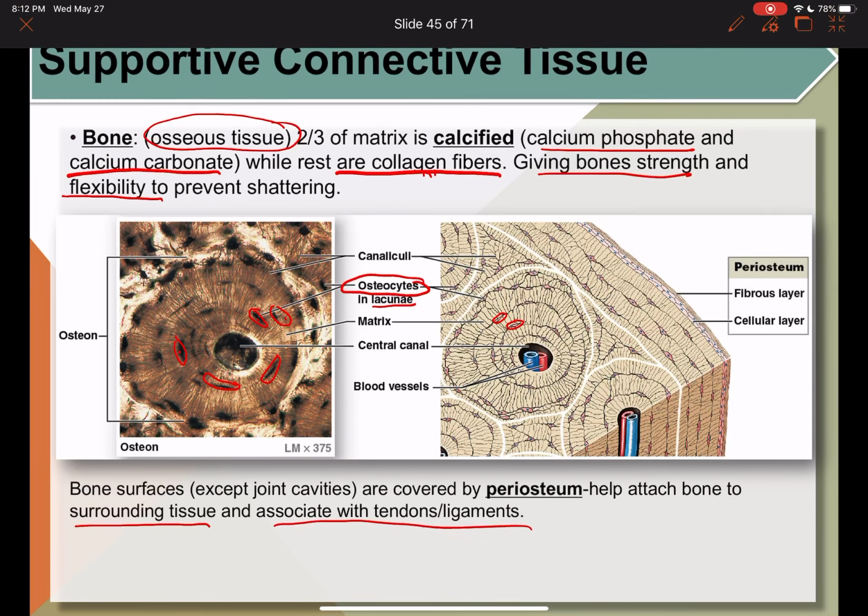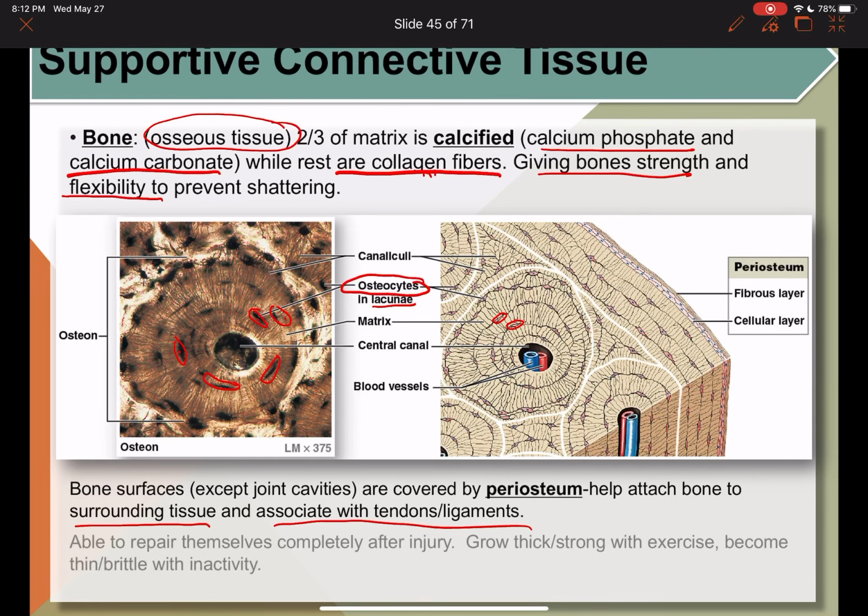Now, contrary to cartilage tissue, bones can repair themselves completely after injury because there are blood vessels. You see right here in the central canal, those are blood vessels, vein and artery. Because they have blood supply, they will heal after an injury. I will talk about fractures and the healing process of fractures in chapter 6.